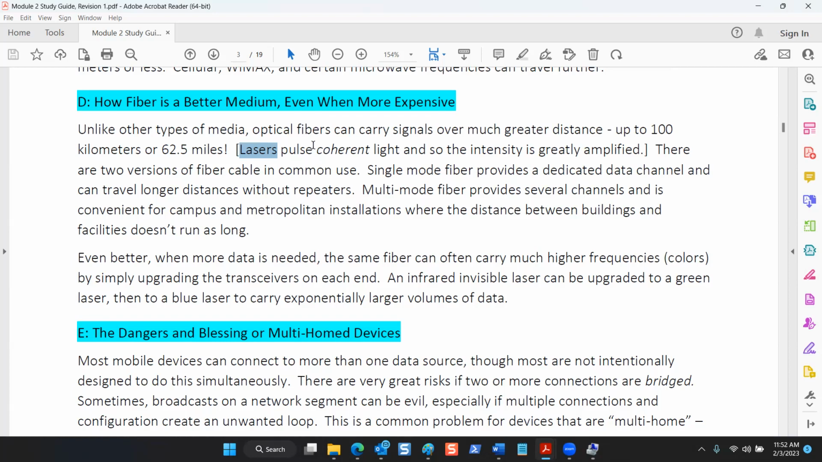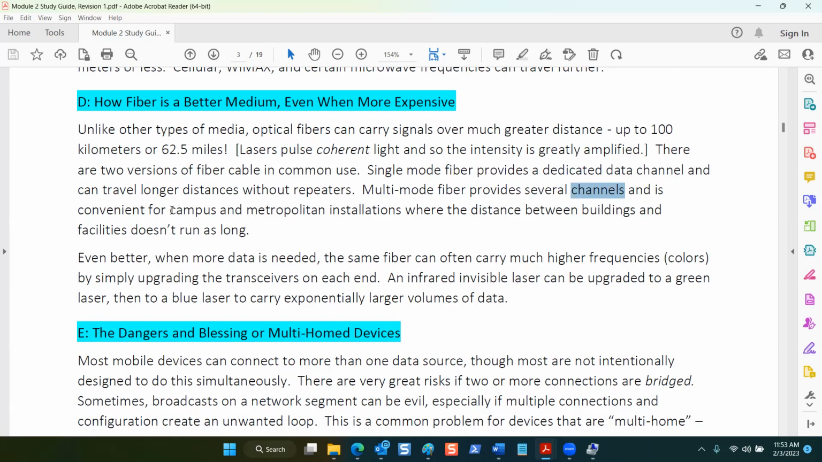And because they're all together, it tends to ricochet inside the polished surface of the glass. So it's a bouncy ball that keeps ricocheting down the glass fiber. Single mode fiber provides a dedicated data channel that can travel longer distance without repeaters. Multi-mode fiber provides several channels. It's not always about the number of strands, but when you're running multi-mode fiber, there are several channels for the data to travel. It just can't travel as far.